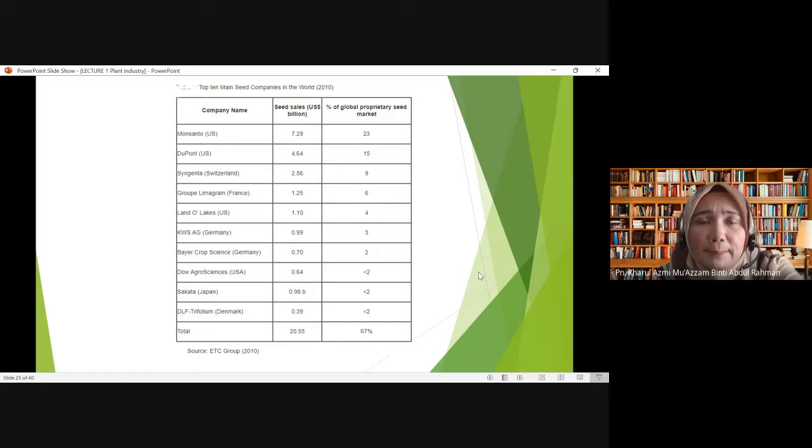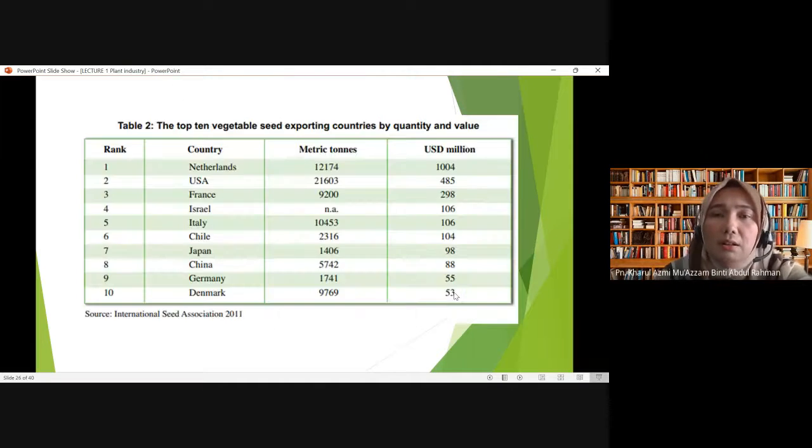Okay, so this is the example of the top 10 main seed companies in the world. Pembekal 10 pembekal company seed tu, apa seed dalam bahasa Melayu, seed biji kan, biji untuk crop lah, we call it as seed in the world. So you can take a look. In US we have Monsanto and so on lah. So this is another example. And then this is the top 10 vegetable seed exporting countries by quantity and value. We have the Netherlands. The first rank is Netherlands.